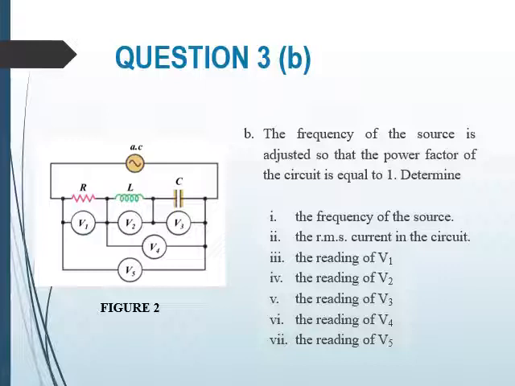So we are done with question 3a. Now let's look at question 3b. The frequency of the source is then adjusted so that the power factor of the circuit is equal to 1. Determine 1. the frequency of the source, 2. the RMS current in the circuit, 3. the reading of V1, 4. the reading of V2, 5. the reading of V3, 6. the reading of V4, and the last question, the reading of V5.